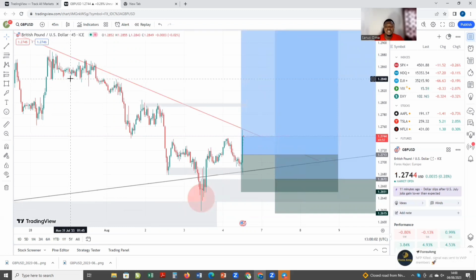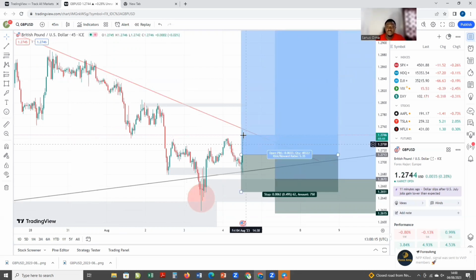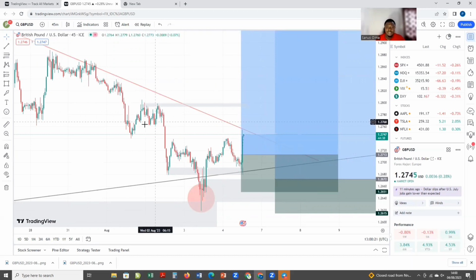The market has pulled out another candle, and then boom. I'll actually be here watching what the market is going to do right now, whether it will break this structure, or it will retrace back to this zone before buying.